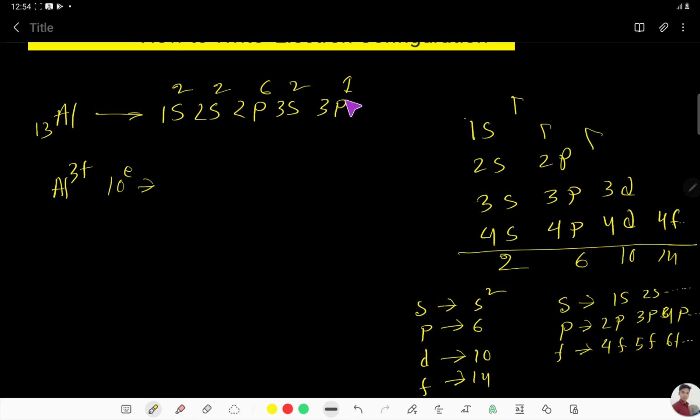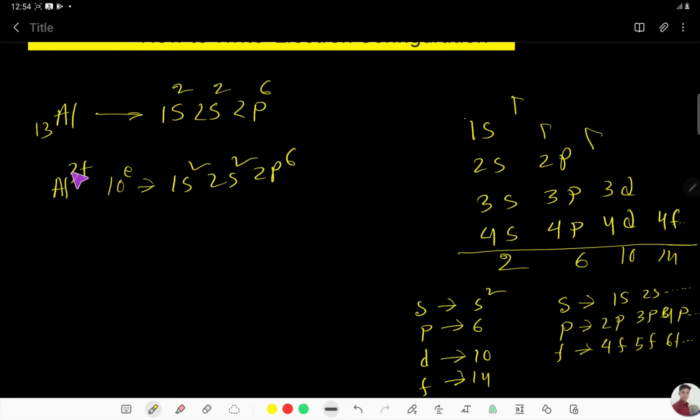The electrons will be removed from the outermost shell. So 3 means you have to remove 1, then 2, then 3. So the electron configuration of aluminum 3+ is 1s2, 2s2, 2p6, right?